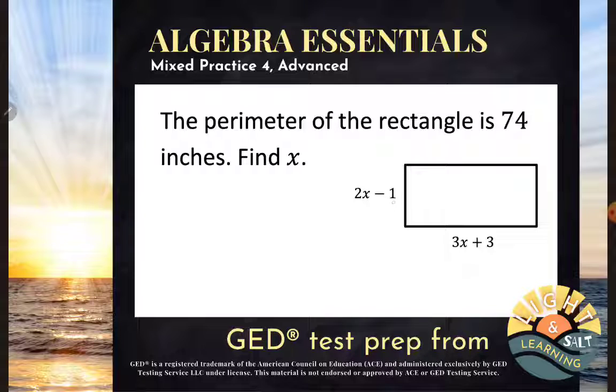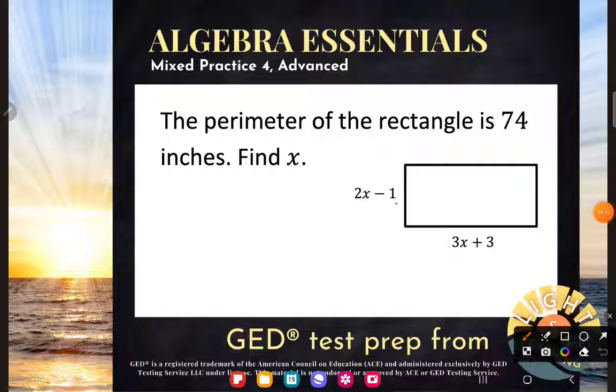You can see that the expression this time for the width of this rectangle, it's not a certain number of inches that we're given, not a measurement or just a variable by itself. It is an expression. 2x minus 1, or 1 less than twice x, is the current width of this rectangle. And the length is 3x plus 3. So what we know here is the width and the length in relationship to this unknown number x, and that's what we need to find.